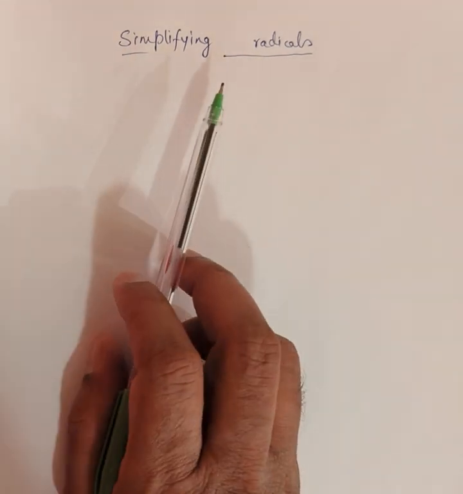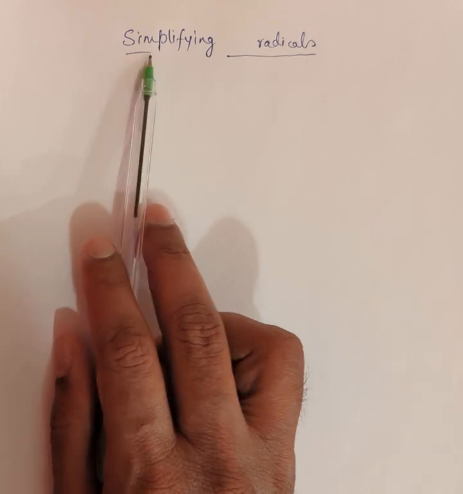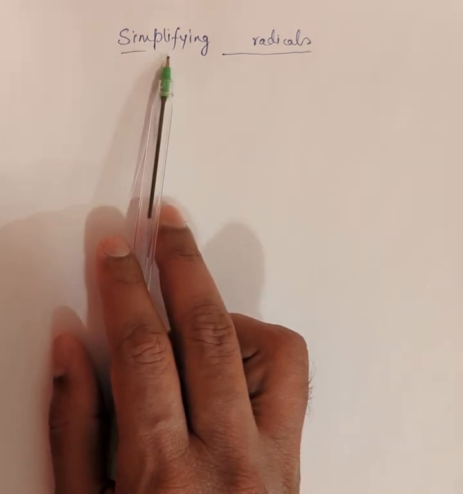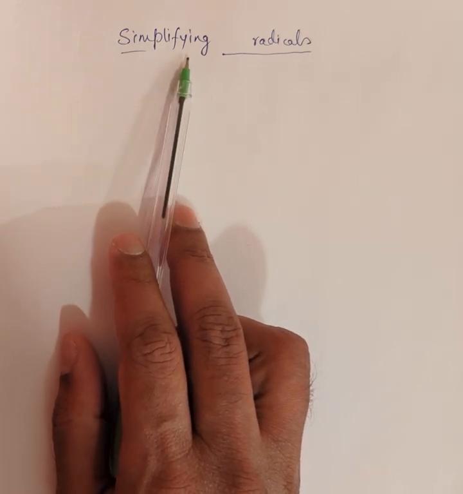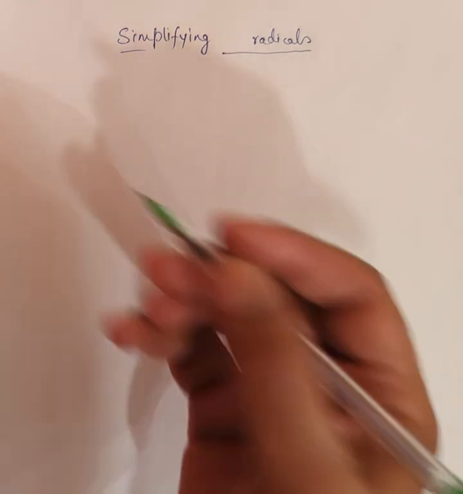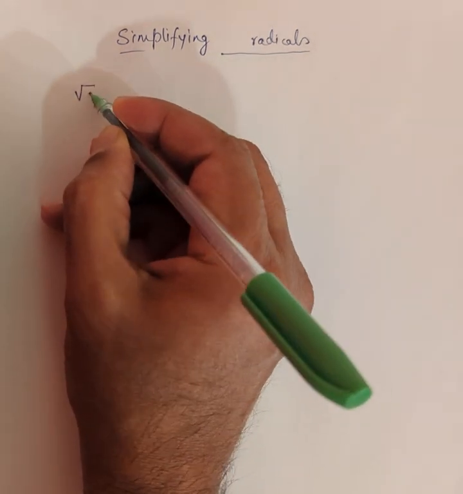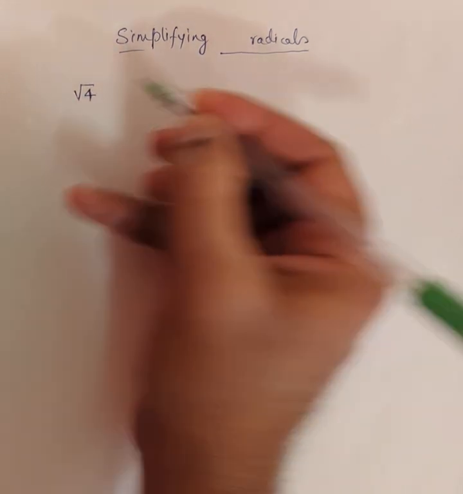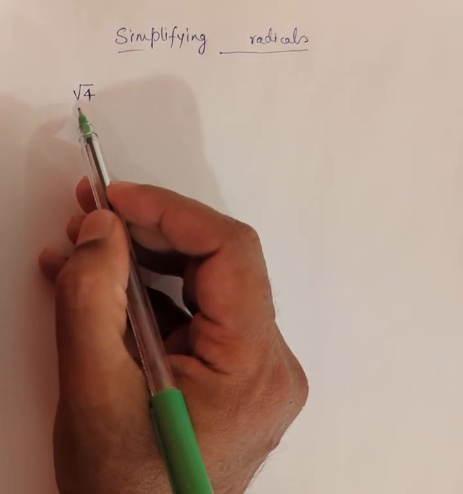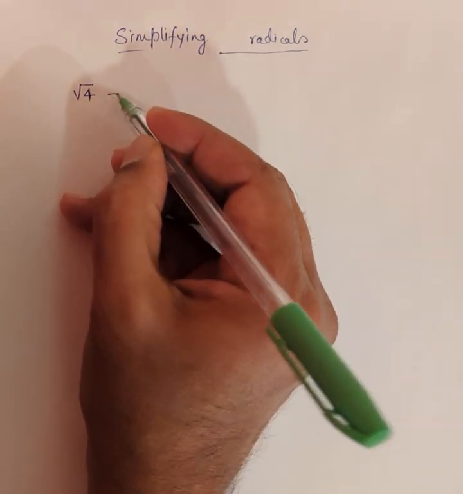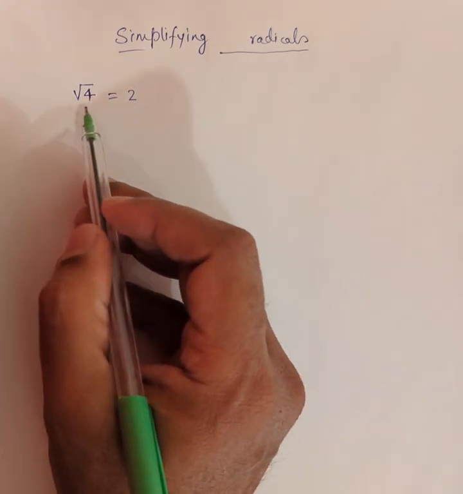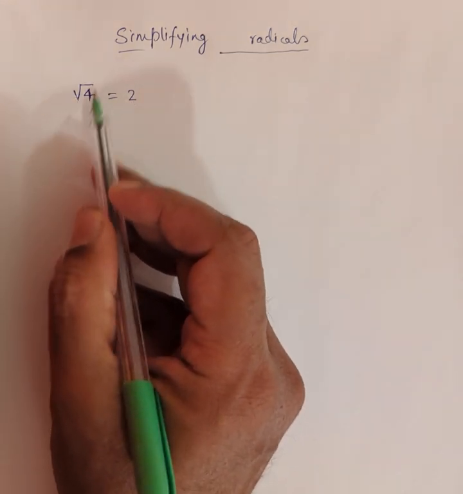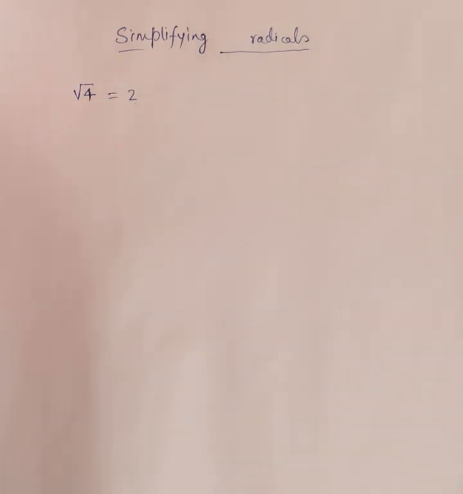Simplifying radicals. In math, whenever you see this word simplify, what it generally means is there is an equivalent way to write that expression that looks simpler. Example, look at this square root 4. So I can rewrite this expression square root 4 as 2. And you agree that 2 looks simpler than square root 4. First of all, I don't have the square root and I'm working with a smaller number.